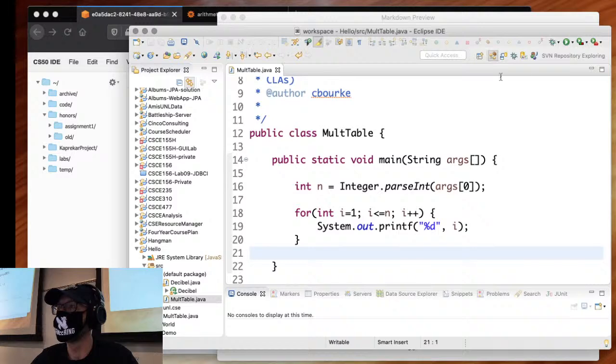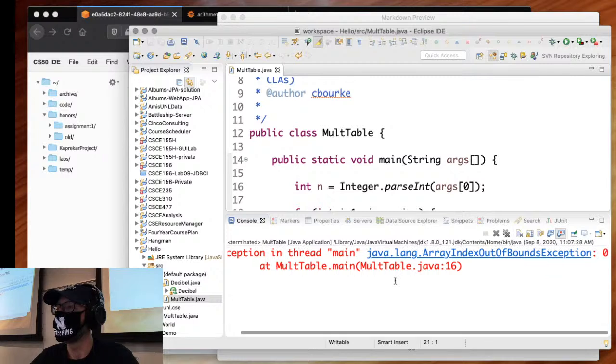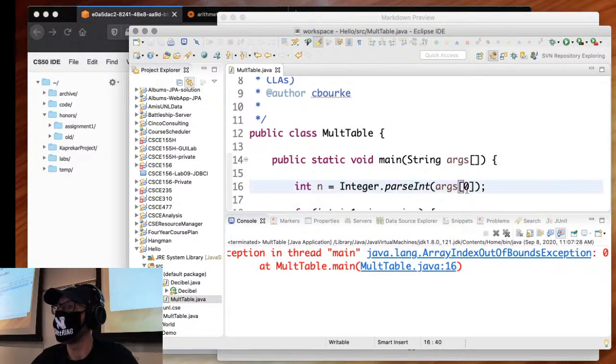Let's run this. Remember, if I run this, then I get an exception. Why? Because array index out of bounds here on this line. You can click this stuff, that's why it's highlighted in blue. It happened on that line. Right? Why? Well, because I didn't provide a command line argument.